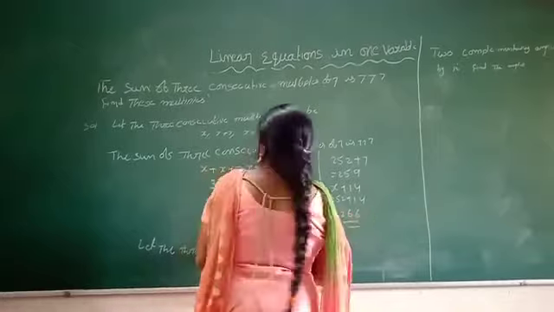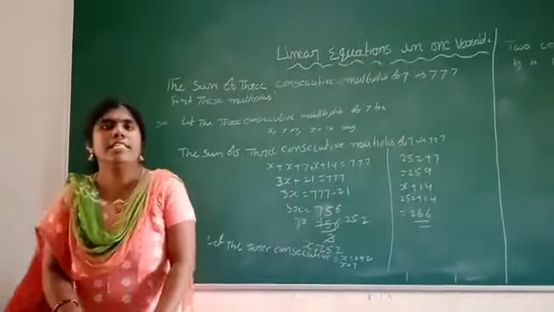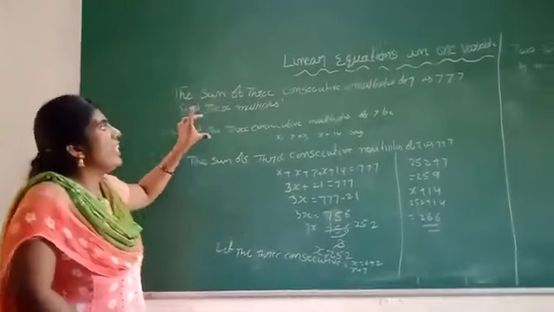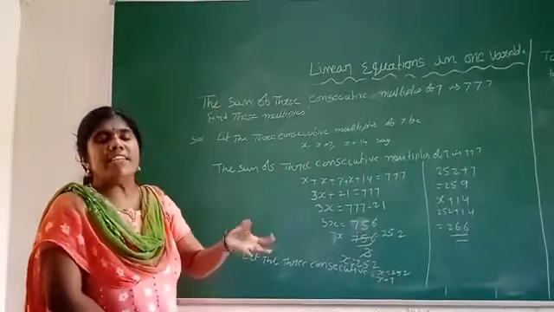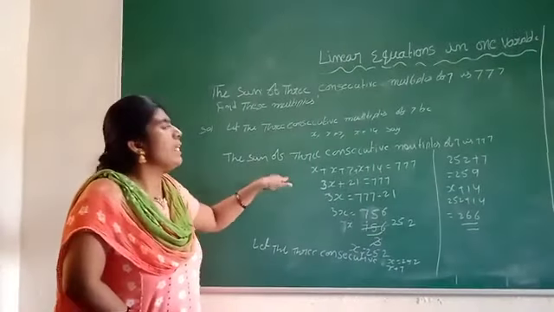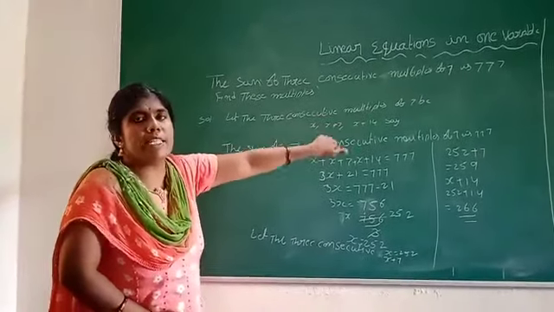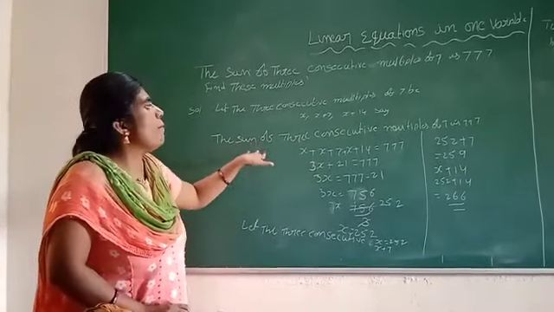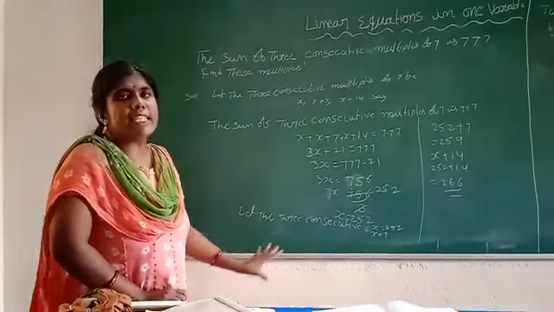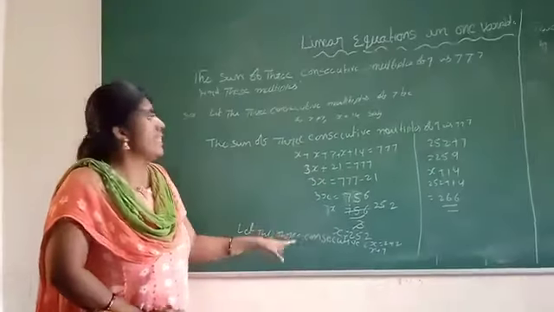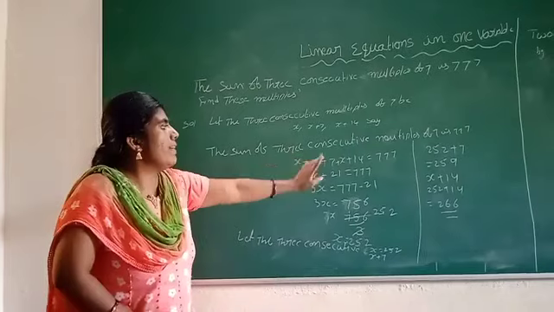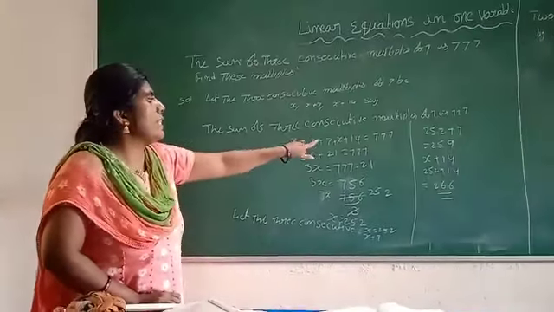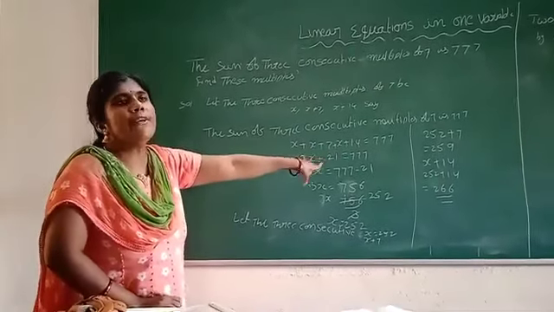266. Okay. Children, see, what is the given? Let the three consecutive multiples of 7 be given. So what are the three multiples? X, x plus 7, x plus 14. Next, what is the given? The sum of the three consecutive multiples of 7 is 777. X plus x plus 7 plus x plus 14 equal to 777. X plus x plus x is 3x. 7 plus 14, 21.